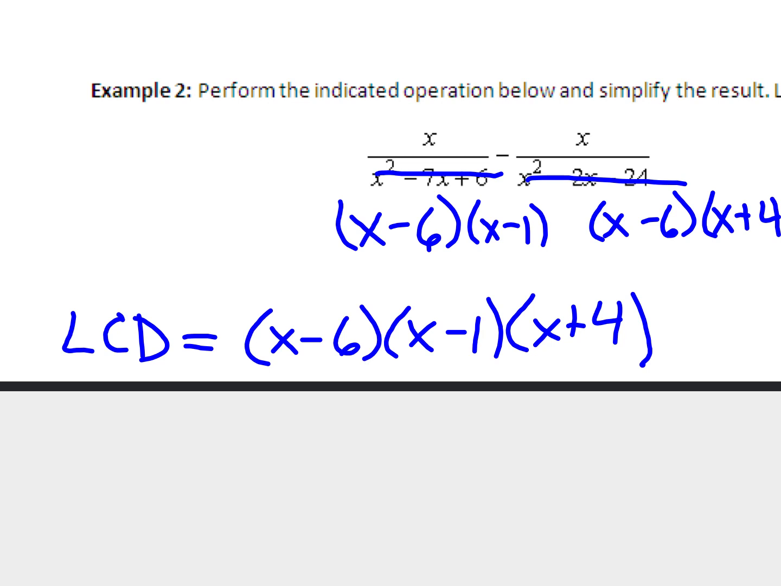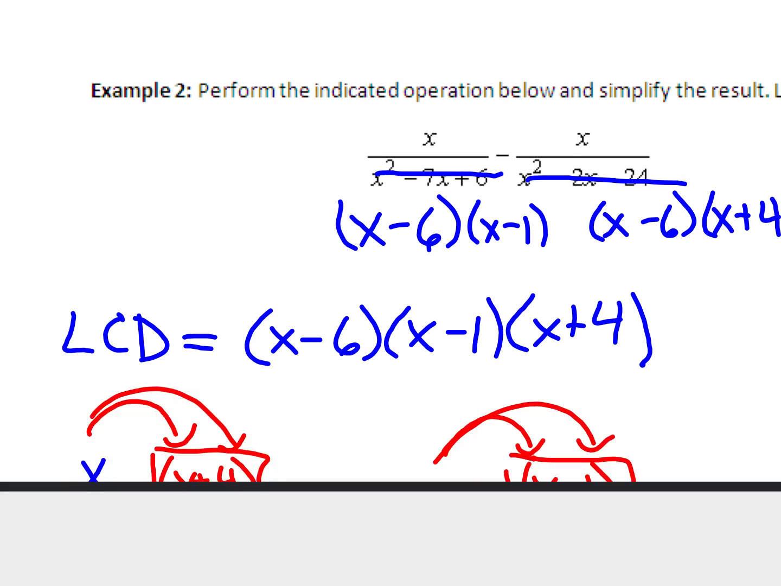The problem is right now, these don't have the common denominator. They just have a denominator. So this is Emma. Emma, what's missing from this first denominator that would make it the LCD? X plus 4. Yeah, so we need to plop an x plus 4 on the top and bottom of the first fraction. And then Emma, what would I need on the top and bottom of the second fraction? X minus 1. Nice job.